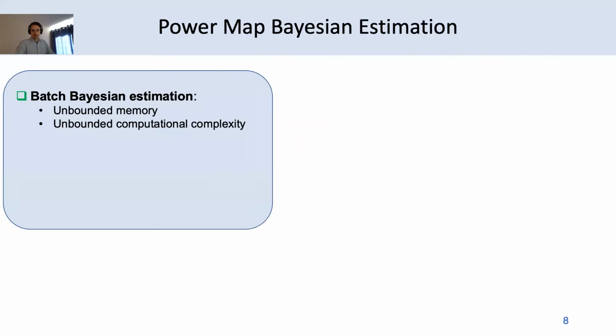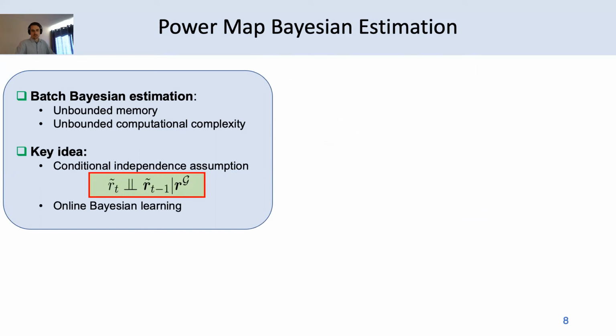As mentioned before, the batch Bayesian estimator for this problem has unbounded complexity per iteration. To circumvent this issue, we introduce a conditional independence assumption that essentially implies that all measurements can be discarded after they have been used to update the power at all the grid points. That's the same as saying that the posterior of the power at the grid points collects all relevant information from past measurements, okay?